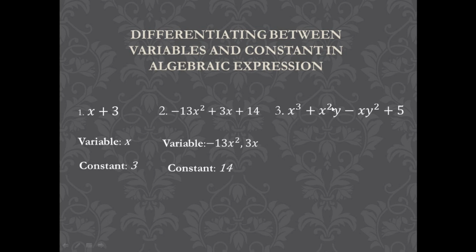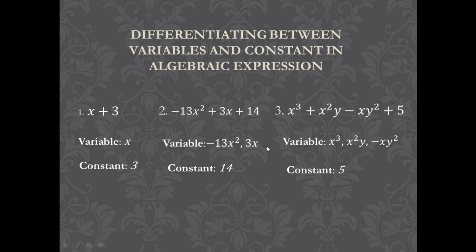Now we're down to the third example: x cubed plus x squared y minus xy squared plus 5. So it has four terms. Now, the variables here are the first three terms, the x cubed, x squared y, and the negative xy squared, while the constant here is 5.